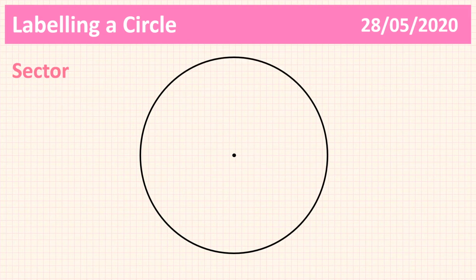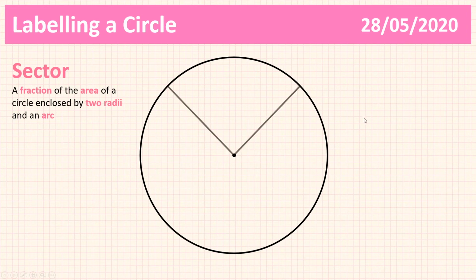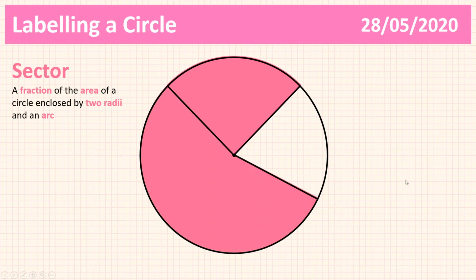Okay. Now we have a sector. A sector is a fraction of the area of a circle enclosed by 2 radii and the arc. I'll say that again, sorry. A fraction of the area of the circle. So we're looking at a bit of the area of the circle, which is enclosed by the 2 radii and an arc. So I need 2 radii. I have an arc that goes across there. That would be my sector. Once again, I've got a radius there and a radius there. That would be my sector. Okay?